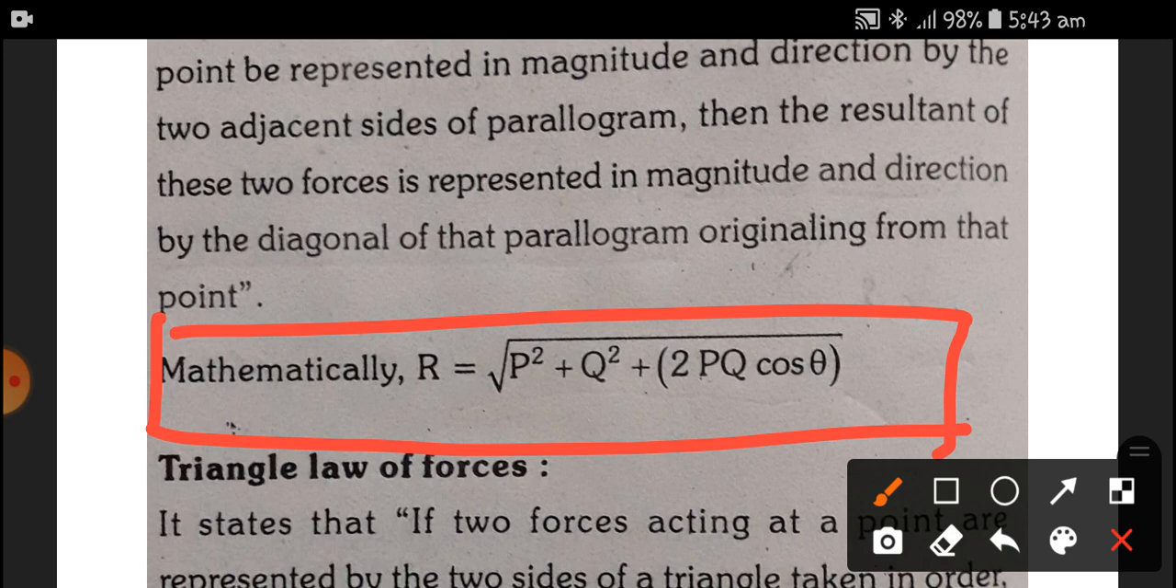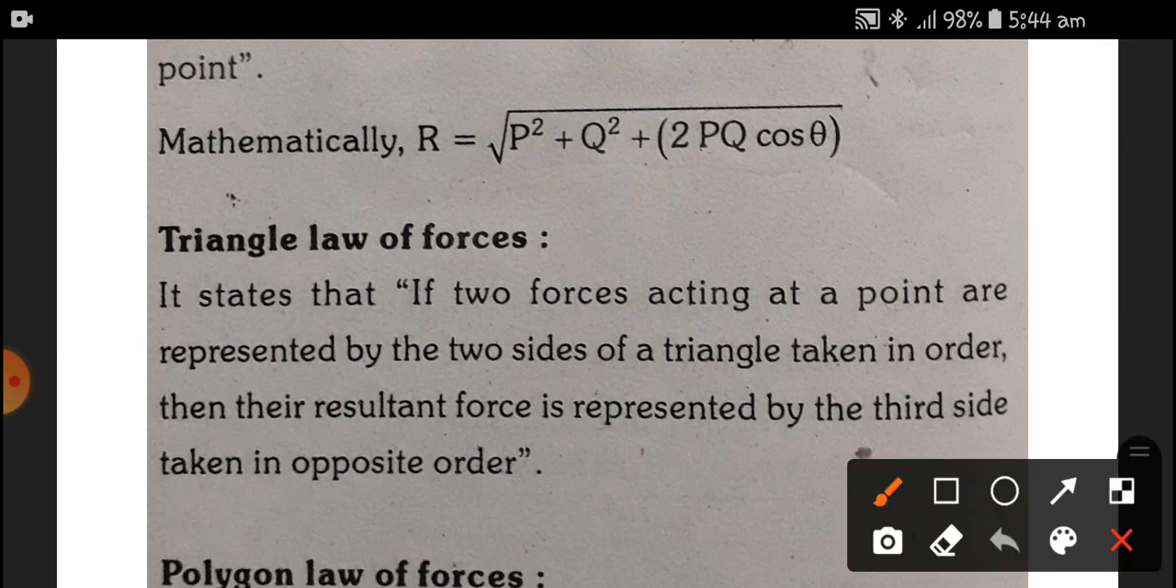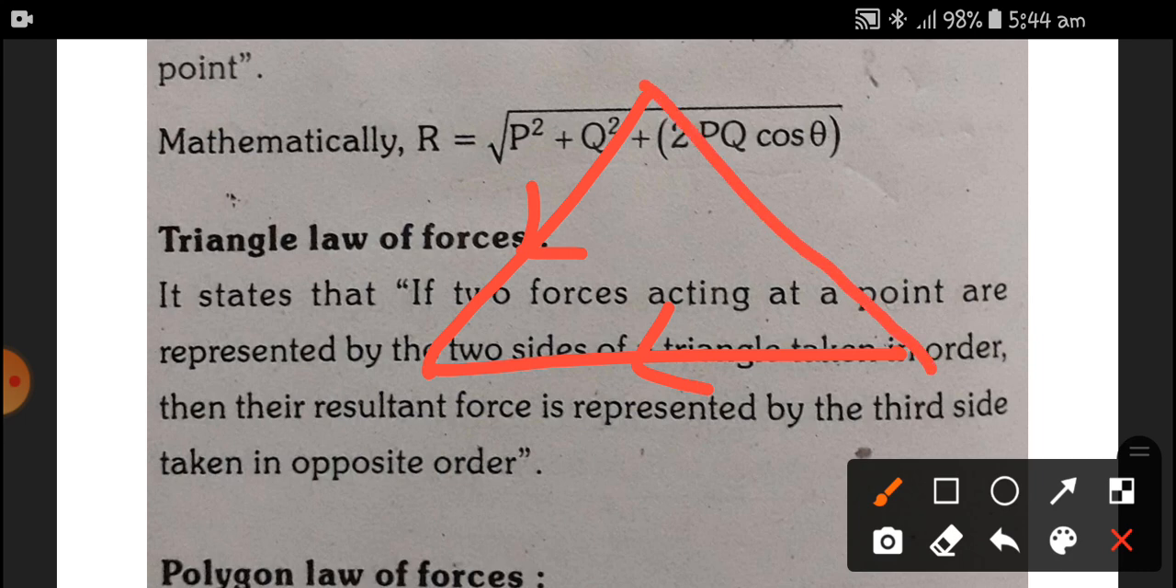Okay, next is the triangular law of forces. The triangular law of forces states that if two forces acting at a point are represented by two sides of a triangle taken in order, then the resultant represents the third side in opposite order. If I say the two forces are acting in this direction, the resultant will be in this direction but in opposite order. So these are towards the point, and this should be away from the point. So that is the triangle law of forces. We can indicate it in a triangle. So this is P and this is Q. Therefore this is R, the resultant.